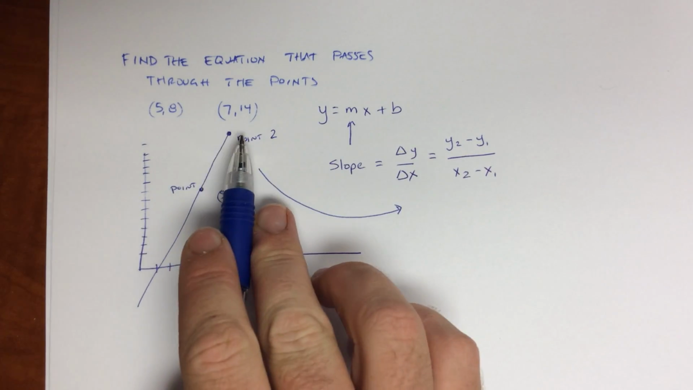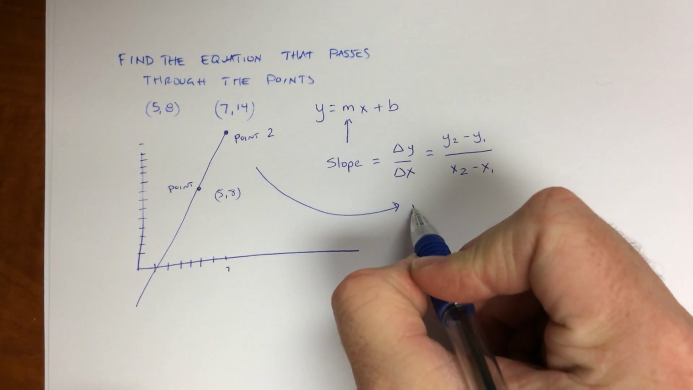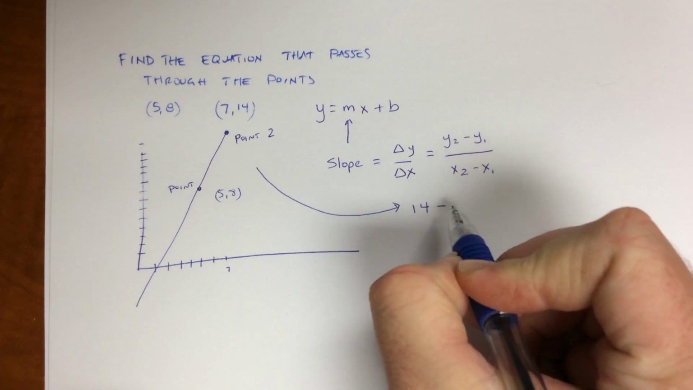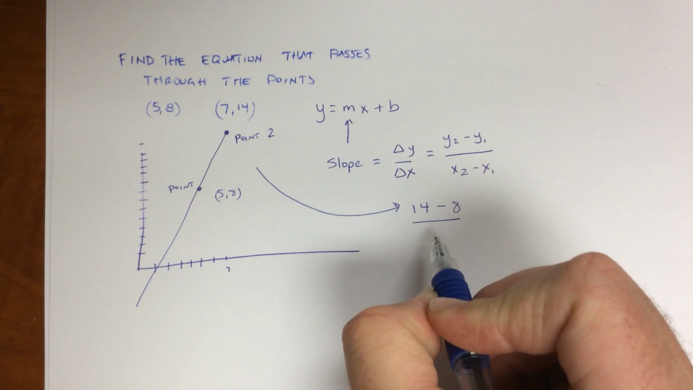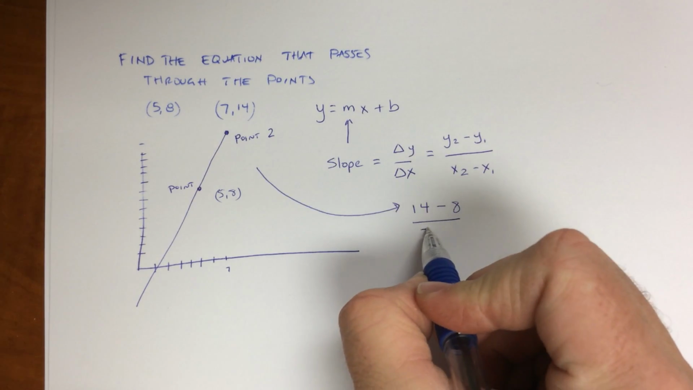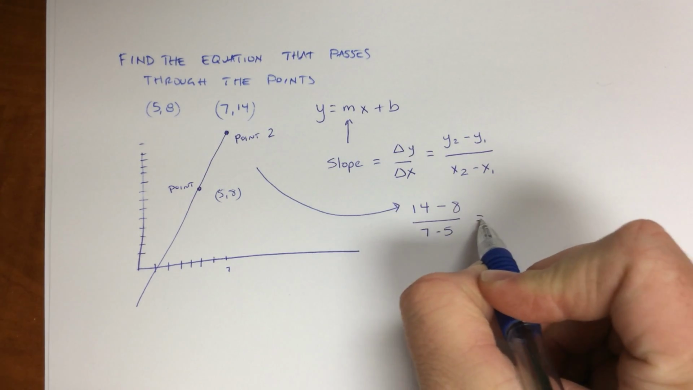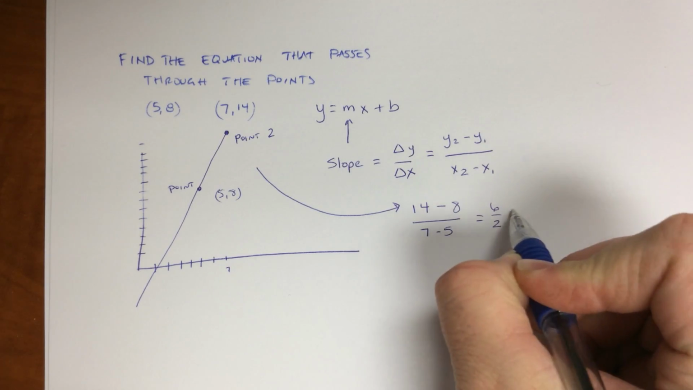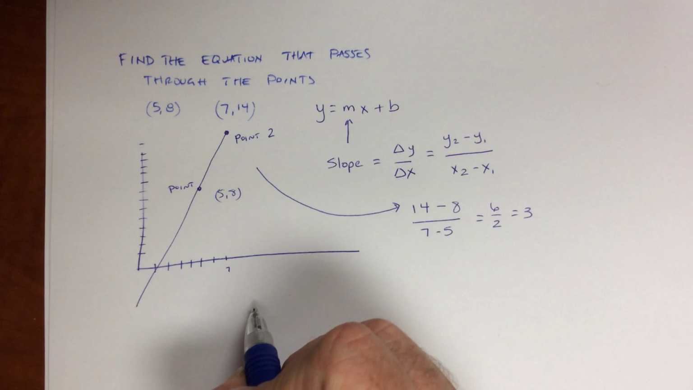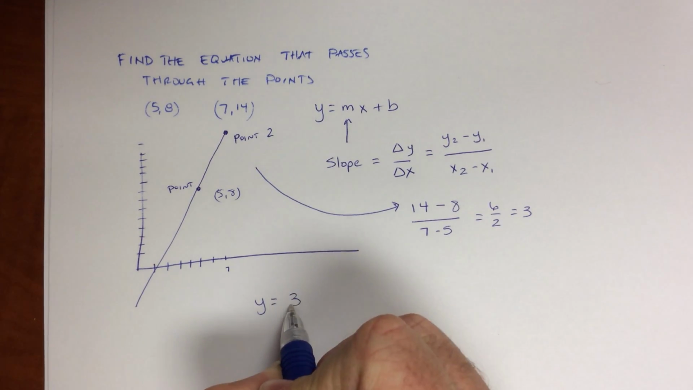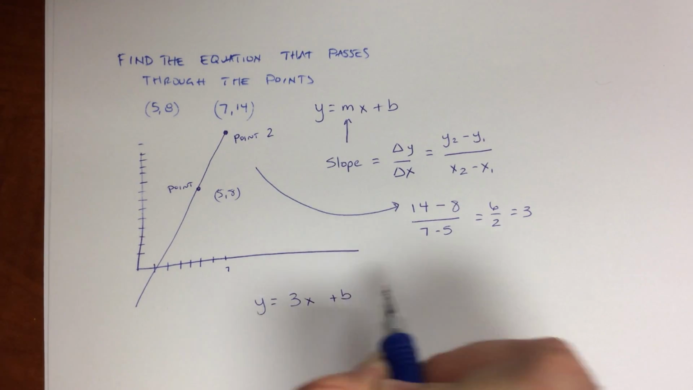So y2 is going to come from point 2, so we'll get 14 minus y1, which is 8, divided by x2 minus x1, which is 7 minus 5. This is equal to 6 over 2, or 3. And so now we have y equals 3x plus b.